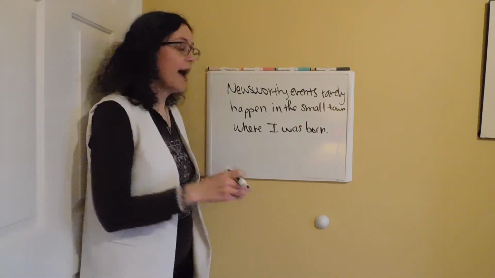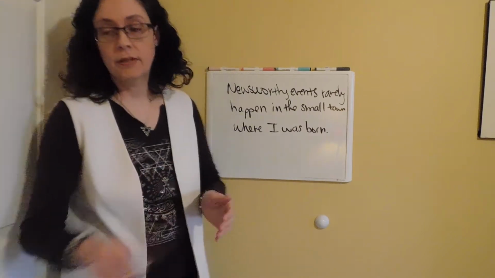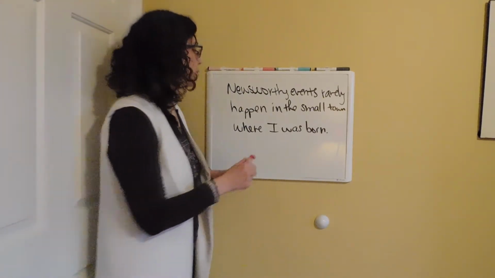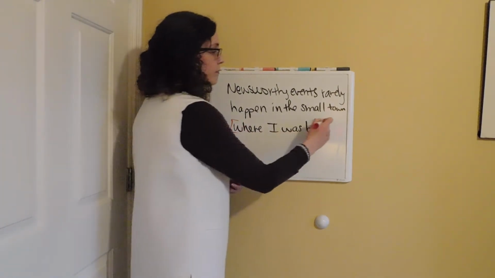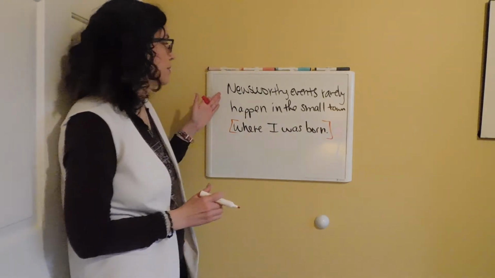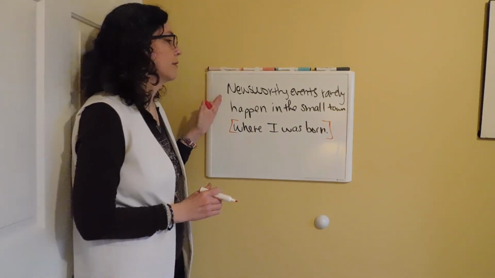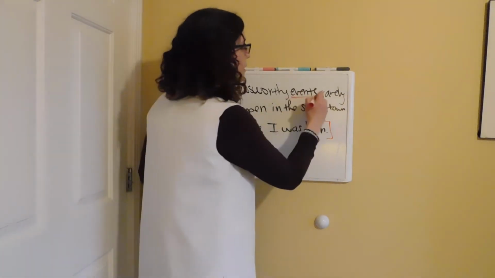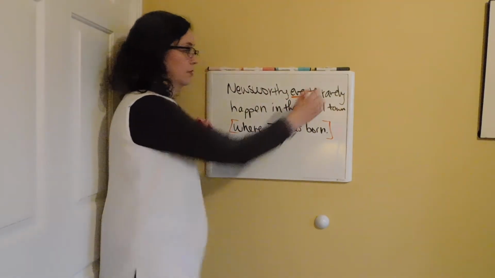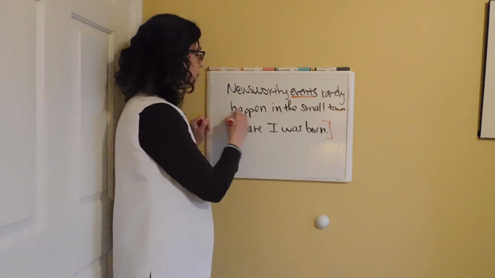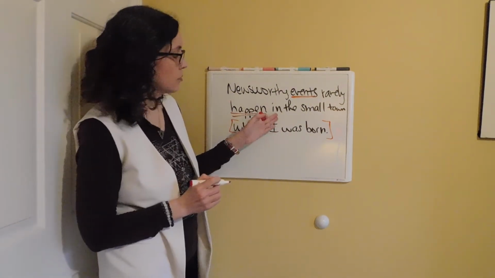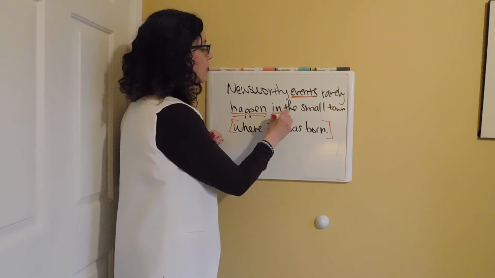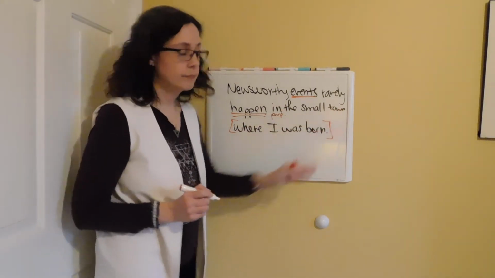So, you have a dependent clause here. The dependent clause is where I was born. The main clause is newsworthy events rarely happen in the small town. All right, so your subject, events, this is an adjective, this is an adverb, happen is your verb, and then you have a prepositional phrase, all right, prep under there, in the small town.